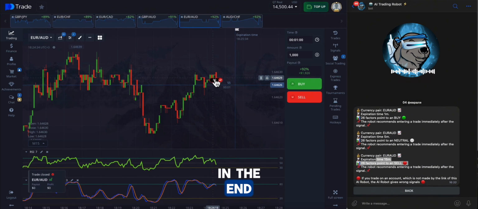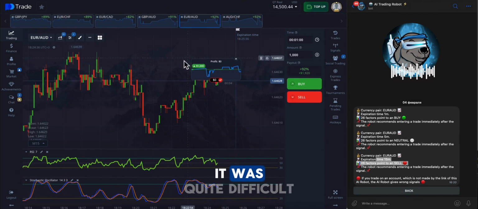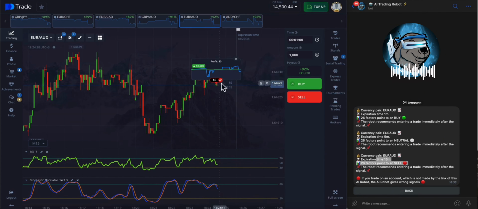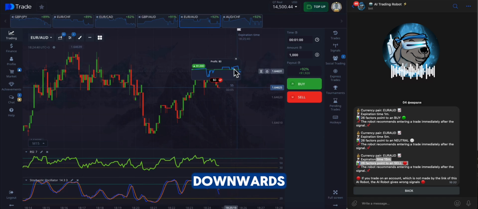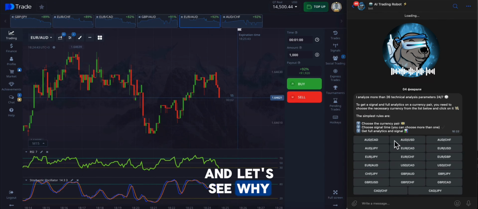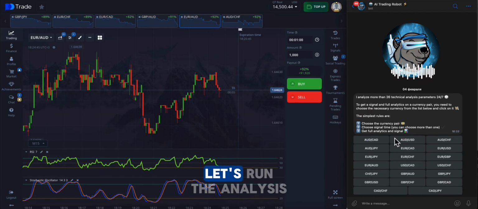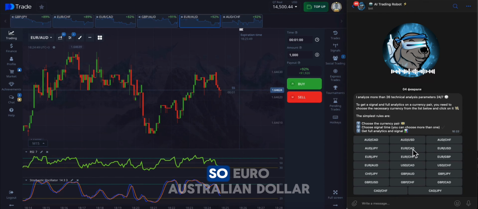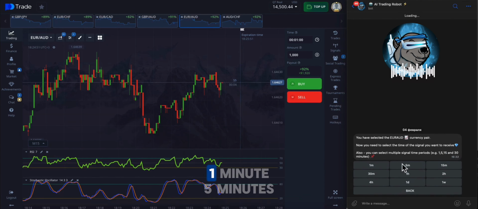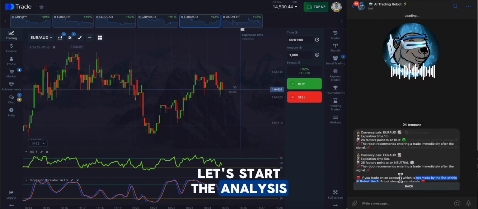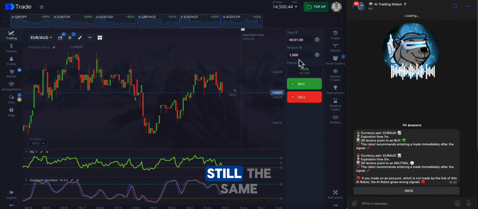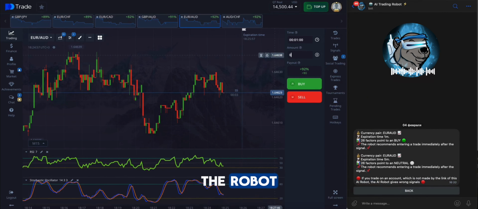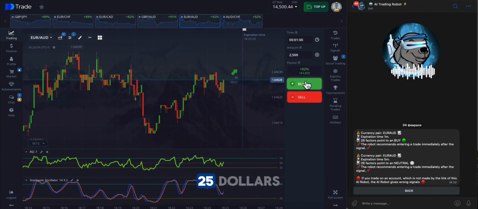As you can see, in the end, it was quite difficult. The price suddenly traded downwards. And let's see why this happened. And once again, let's run the analysis of our trading robot. So Euro, Australian dollar, 1 minute, 5 minutes, let's start the analysis. The buy is neutral, still the same. Let's go. I trust the robot and we will make a trade amount of $2,500.